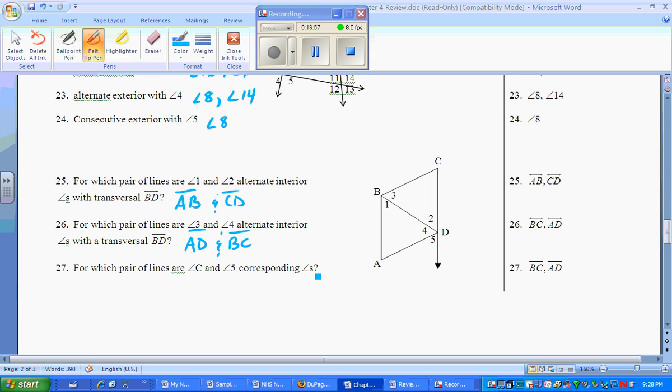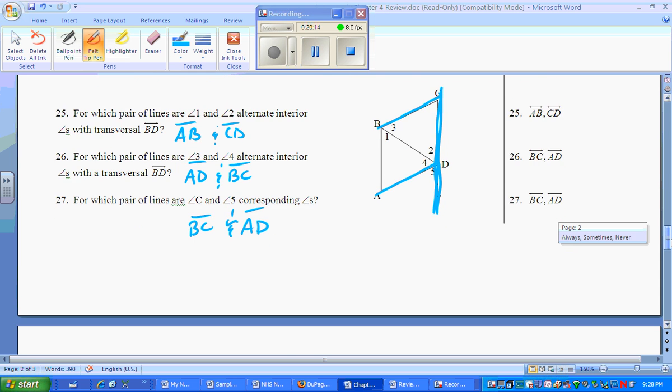And last but not least, we want to know which pairs make angle C and angle 5 corresponding. Here's angle 5. Here's angle C. This line is a transversal, so that means we're looking at lines BC and AD to be the ones.